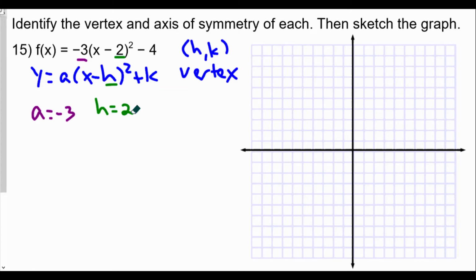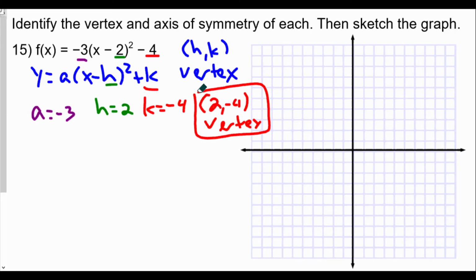Okay, and finally, our k value: plus k is equal to -4, because plus -4 is the same as -4. That would mean our vertex would be 2, -4, and that's our vertex. Okay, great. So that takes care of our first part of the problem.